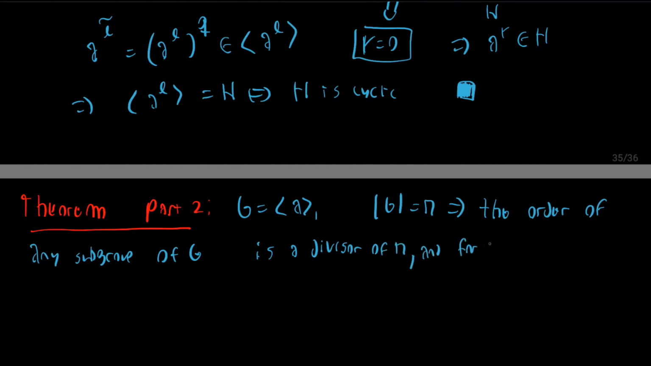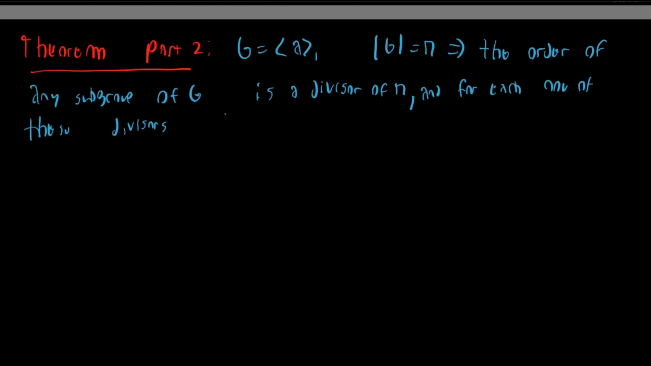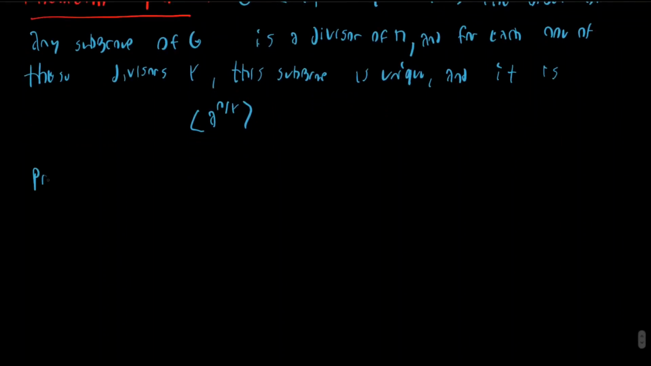And for each one of these divisors, that we can call r if you want, this subgroup is unique, and in particular it is given by the cyclic subgroup generated by a to the n over r. So let's prove this fact.